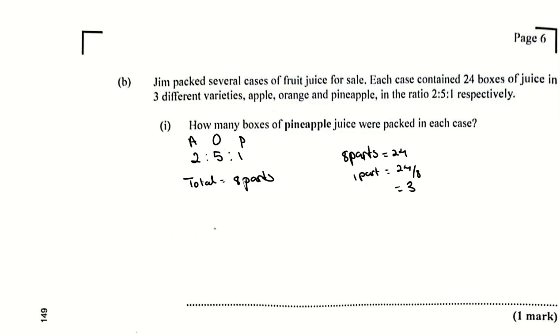Or you could have put what fraction of your total is pineapple. That's 1 out of 8 multiplied by 24 over 1, which is 8 into 24, which is 3, so it would be 3 boxes of juice. Right, and that would be your answer for this question here. Let's go to the next one.